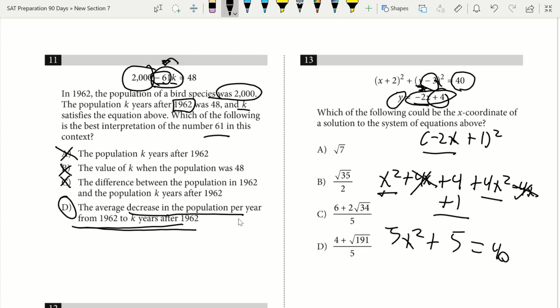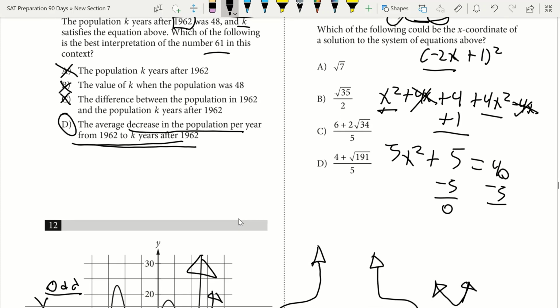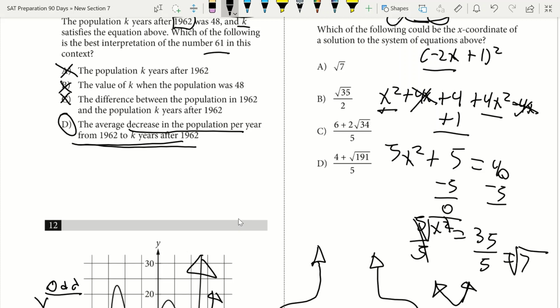At this point, I go ahead and subtract 5 from each side. I'm going to have 35 equals 5x squared, so 5x squared equals 35. Divide each side by 5 to isolate x squared. 35 over 5 is 7. I square root each side now to get rid of this squared here. When I do that, I see I have the square root of 7 as my answer, which is going to be answer choice A.